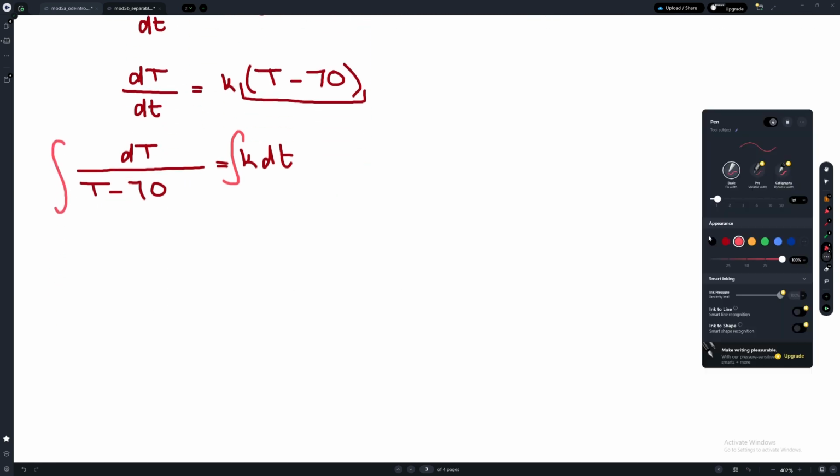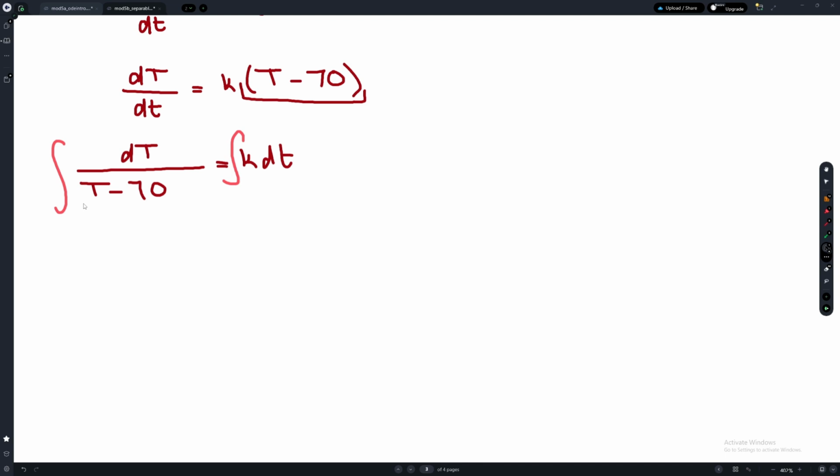All right, so when we integrate, I'm going to use black. This is 1 over (T minus 70). The integral of this would be ln. So you'd have ln of (T minus 70) equals, and this is a constant, the constant goes out, so the k stays. dt will just leave us with t. All right, so far so good.